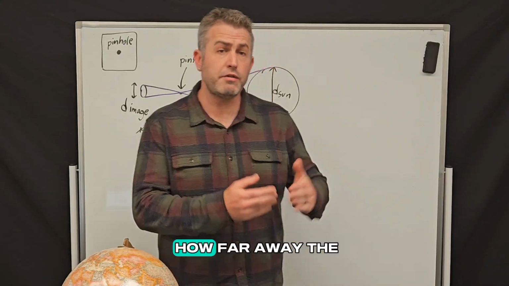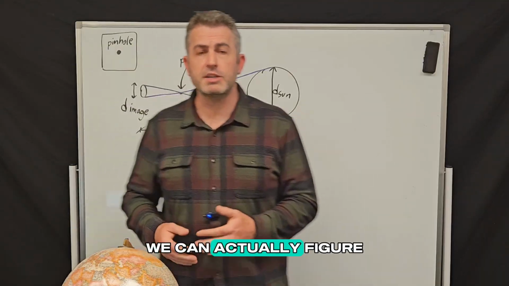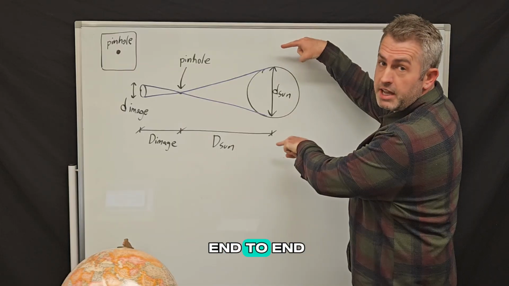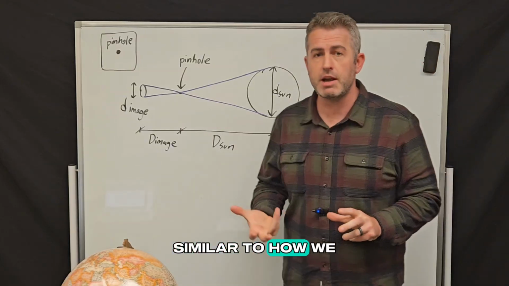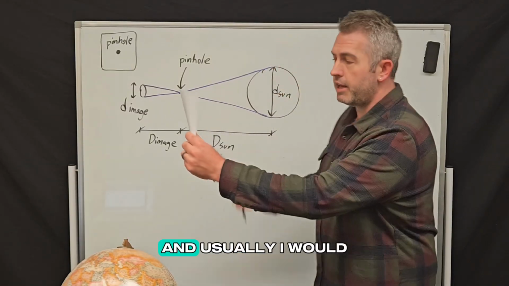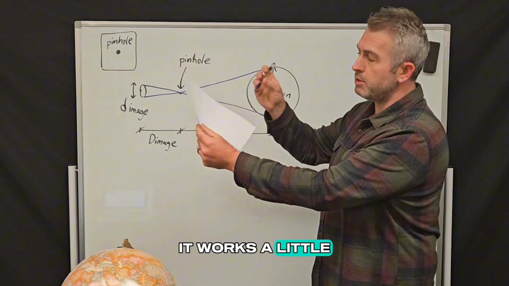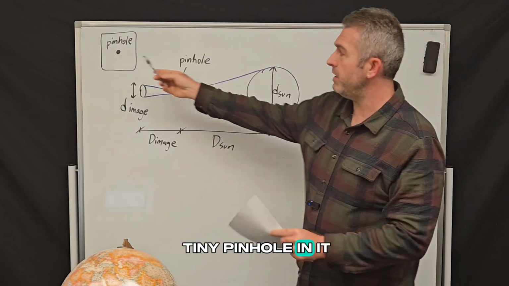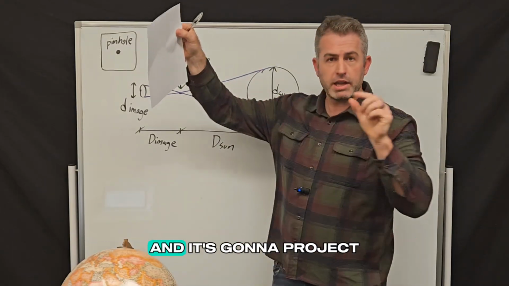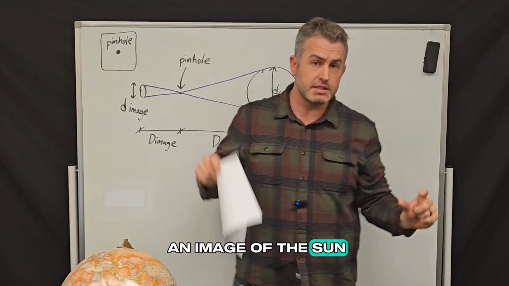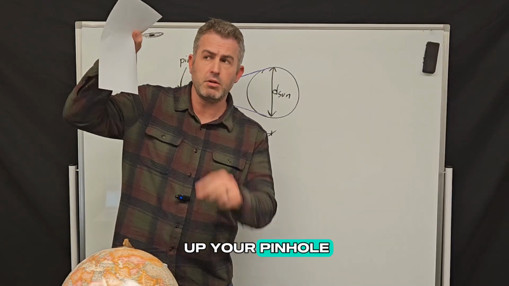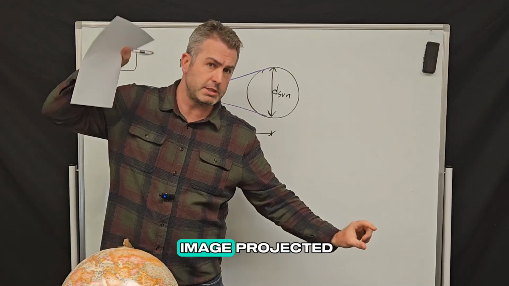Now that we figured out how far away the sun is from planet Earth, we can actually figure out the size of the sun, or what is the sun's diameter across from end to end. This is similar to how we figured out the diameter of the moon. Basically, you take a sheet, usually I would recommend a sheet of aluminum foil, it works a little bit better, and you poke a tiny pinhole in it and then hold that sheet up to the sun, and the sunlight is going to pass through that pinhole and project an image of the sun somewhere on the ground. Usually you put out a sheet of white paper so it's clear, hold up your pinhole, have the light go through it, and you'll see that image projected.